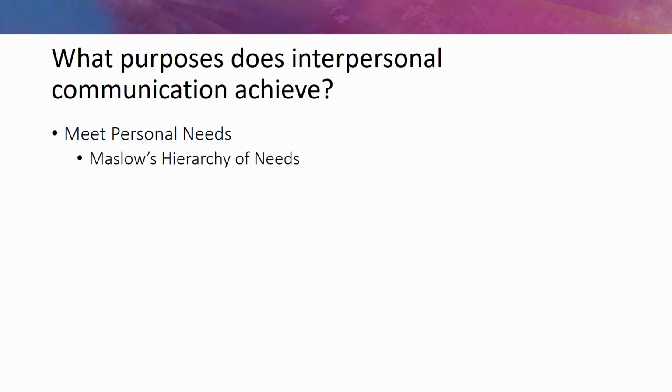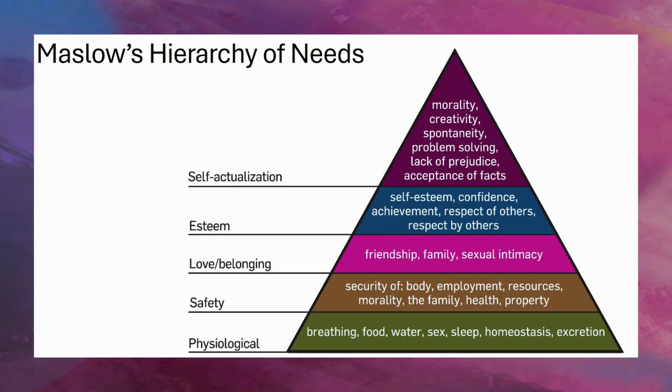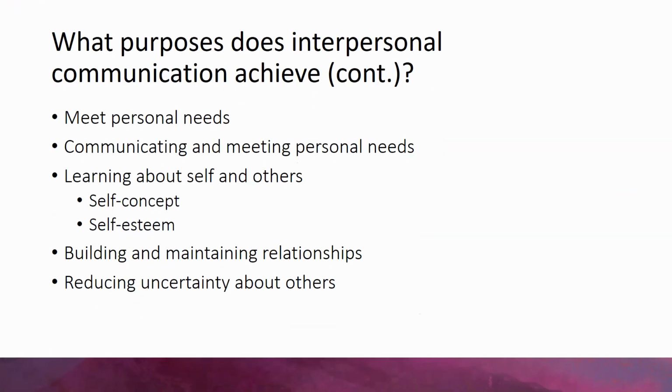Interpersonal communication helps meet personal needs, as illustrated by Maslow's hierarchy of needs. Maslow's hierarchy of needs demonstrates how interpersonal communication fulfills essential human requirements. Interpersonal communication allows us to meet personal needs, learn about ourselves and others, build and maintain relationships, and reduce uncertainty about others. It also influences our self-concept and self-esteem.